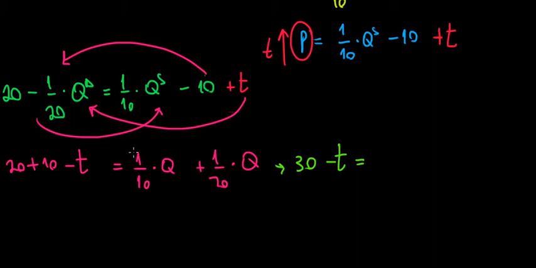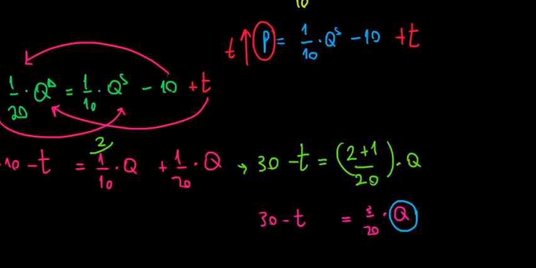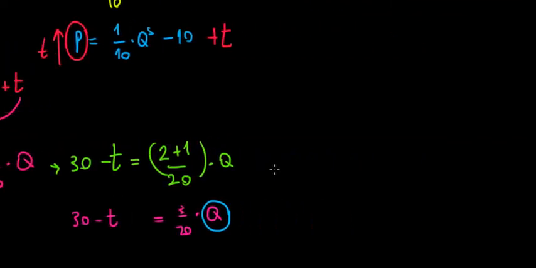If we add 1 over 10 plus 1 over 20, we must make the same denominator, so let's multiply this by 2, and we will have 2 plus 1 divided by 20 multiplied with the quantity. Now what is 2 plus 1? 2 plus 1 is 3 divided by 20 multiplied with the quantity is equal to 30 minus the tax. Remember that we want to find out the quantity in equilibrium, so we want the quantity function. Let's write that. And how will we do it? We will divide both sides by 3 over 20. So quantity in equilibrium is going to be equal to 30 minus the tax divided by 3 over 20.